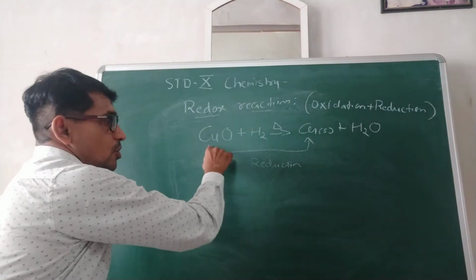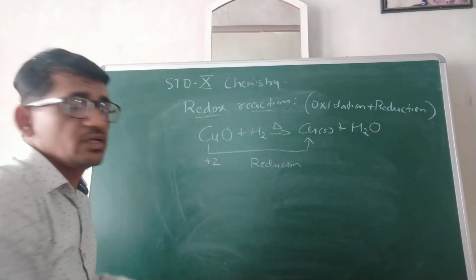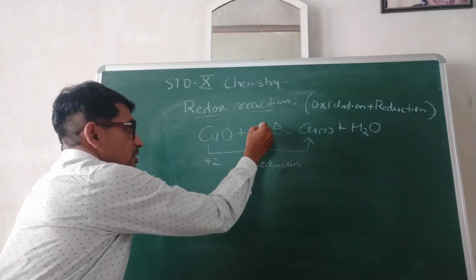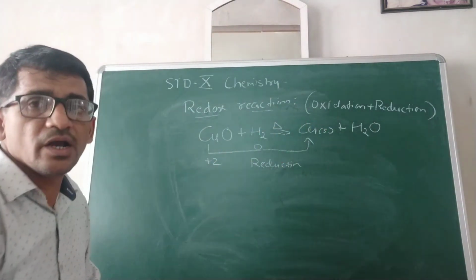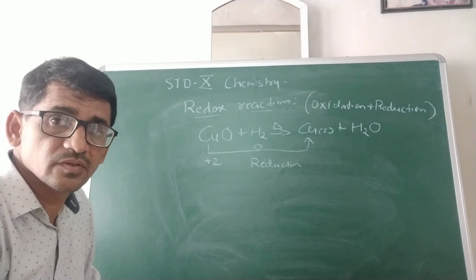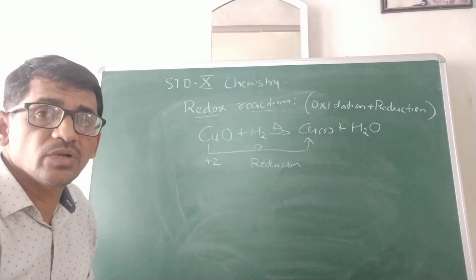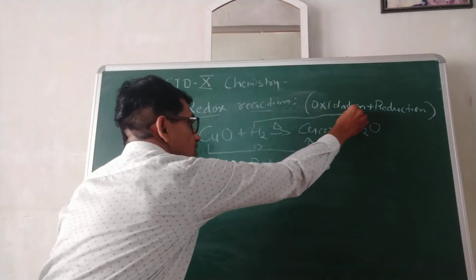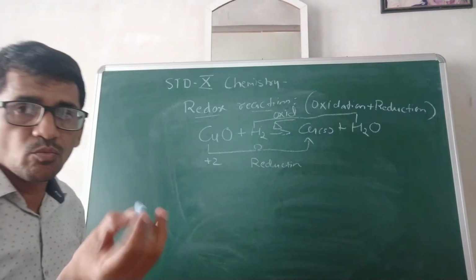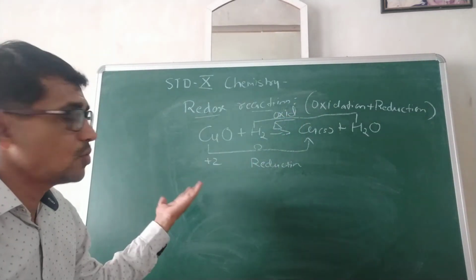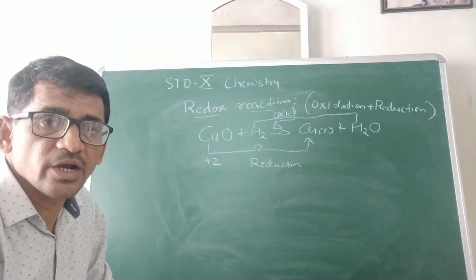So in copper oxide, copper is reduced, and hydrogen is a gas. Its oxidation number is 0. In gaseous state its oxidation number is 0, and it is converted into hydride. So oxidation number increases. In water, H2 is converted to water, so the oxidation number increases. That's why this reaction is known as an oxidation reaction. So here both types of reaction take place, oxidation reaction and reduction reaction. Combinedly it is known as a redox reaction.